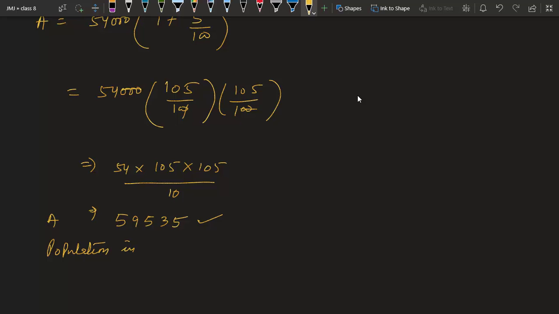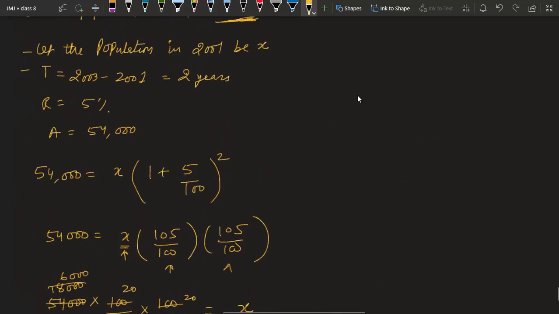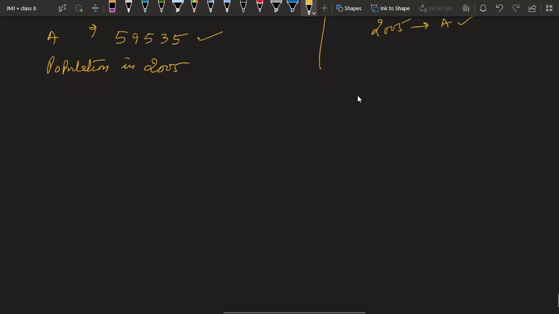in 2005. So just for a recap, for finding population of 2001, I took this population as X and the given population of 2003 as amount, and I found the answer. For the next case of 2005, I took this population as principal and I took this as amount and I found this population. Okay. Now this was question number 10. Now question number 11.